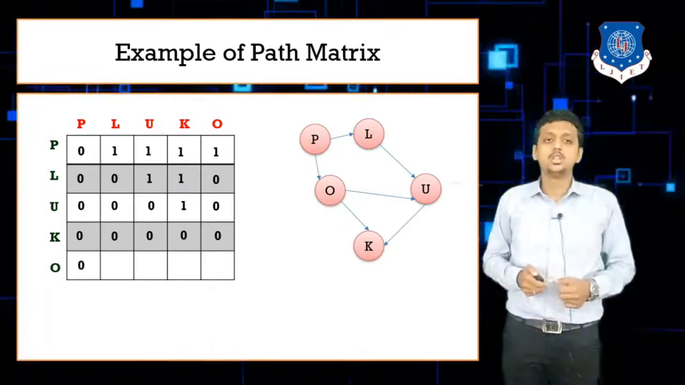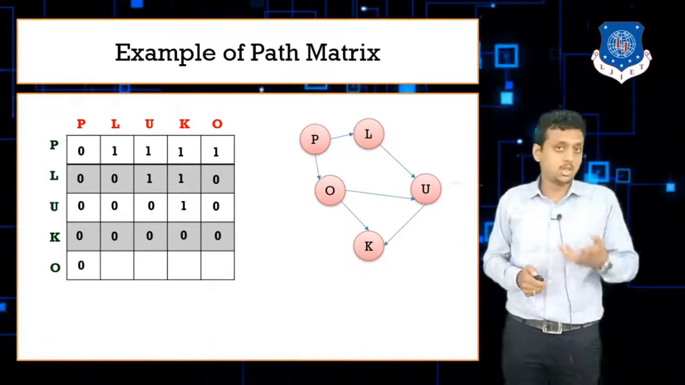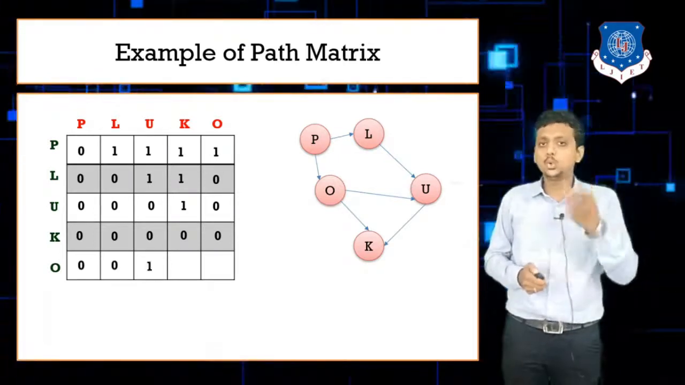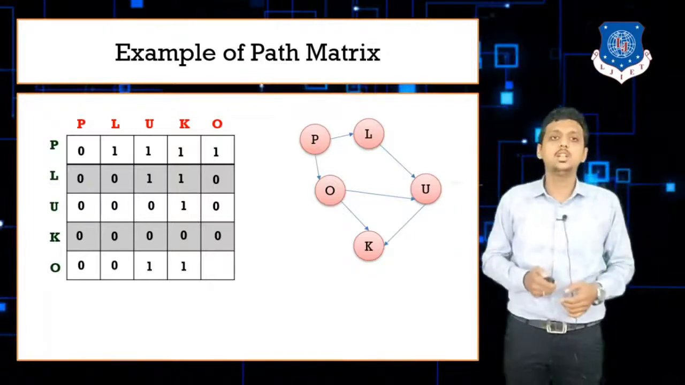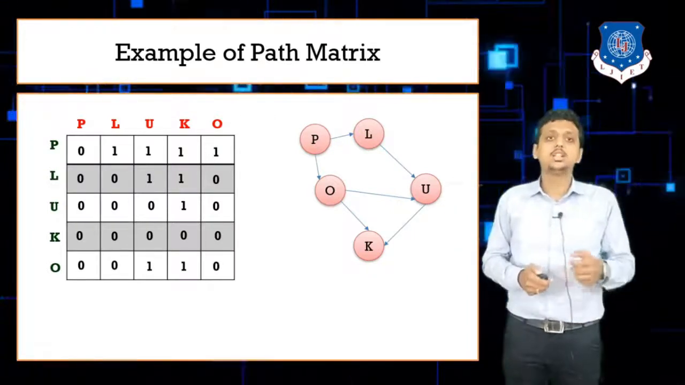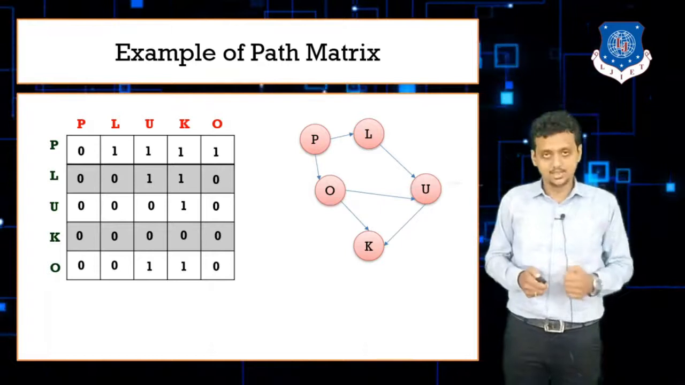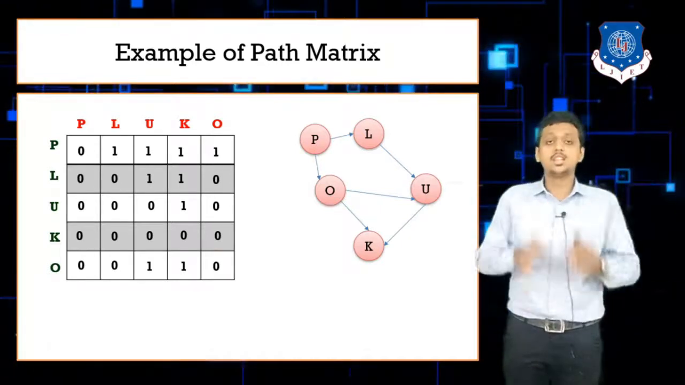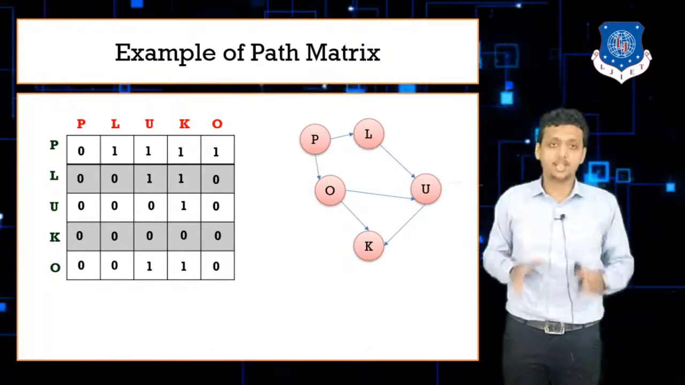Now for the row O: O to P, 0, O to L, 0, O to U, yes we have, that's why it's 1. Then O to K, another 1. Then O to O, that means 0. So students, this is our path matrix.